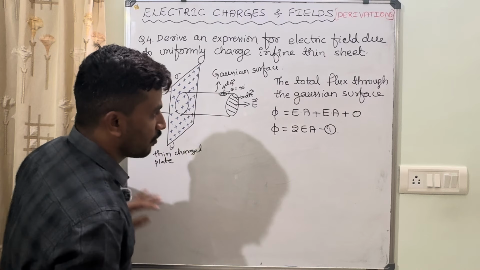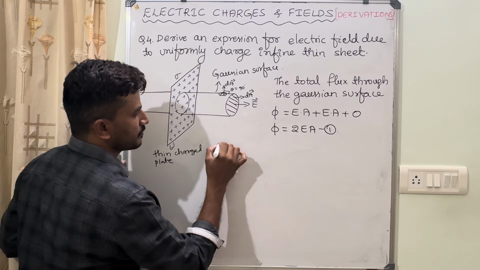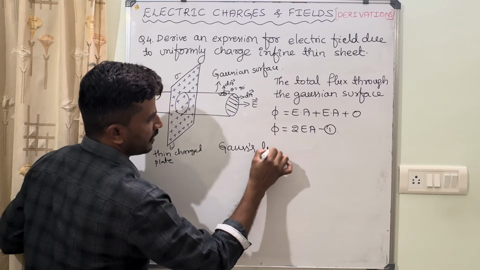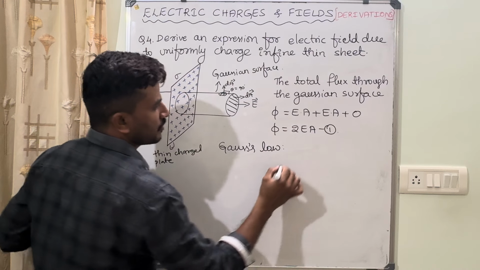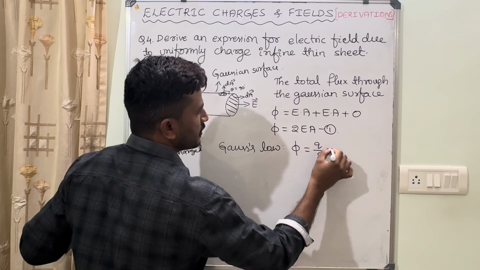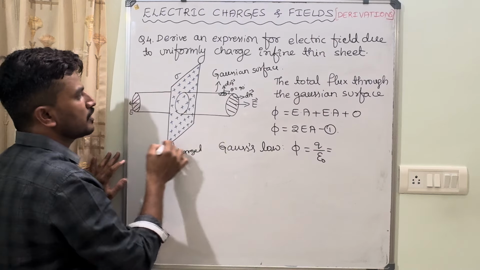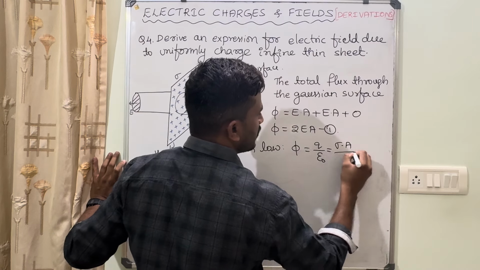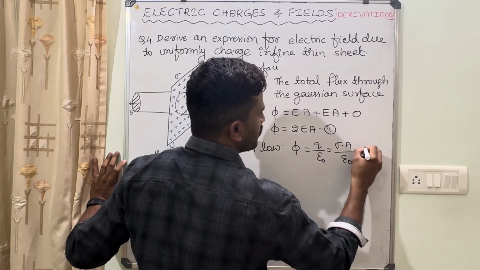Okay. Now from Gauss law, we have phi is equal to Q by epsilon naught. Okay. Since it is a surface, so we have surface charge density, that is sigma into A divided by epsilon naught. This is equation number 2.